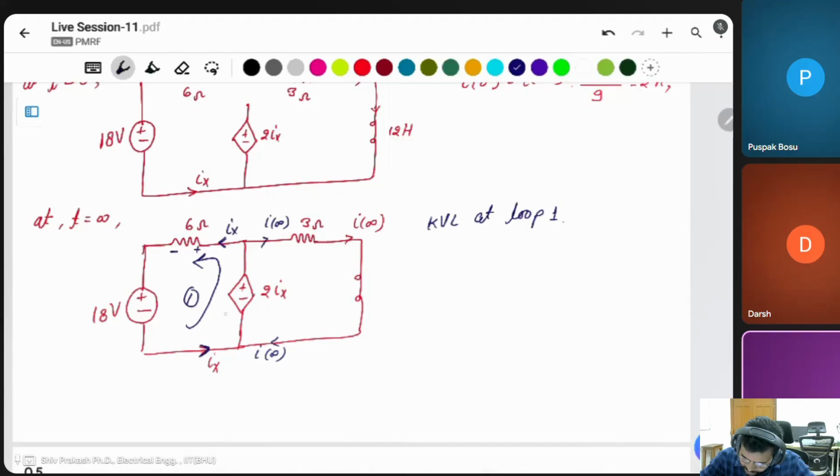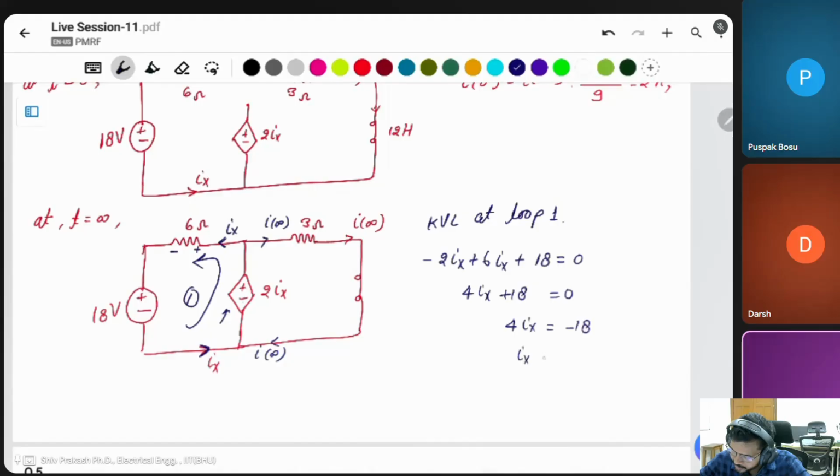I started from here. This will be minus first, minus 2Ix, then plus 6 times the current Ix, plus 18, which equals, after the closed circuit, the voltage of 0. This will be 4Ix plus 18 is equal to 0. Then 4Ix is equal to minus 18.